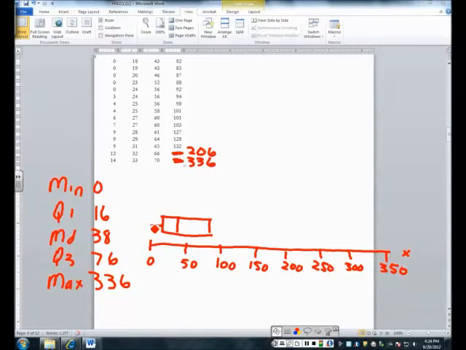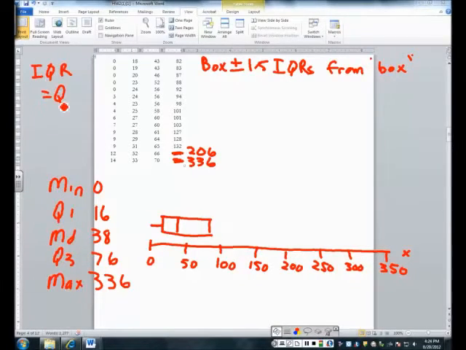An outlier is anything that is more than 1.5 IQRs from the box. So we're going to get the IQR first. I'm going to just do that over here. IQR is just the width of the box, which is just Q3 minus Q1. So that'll be 76 minus 16, which is 60.